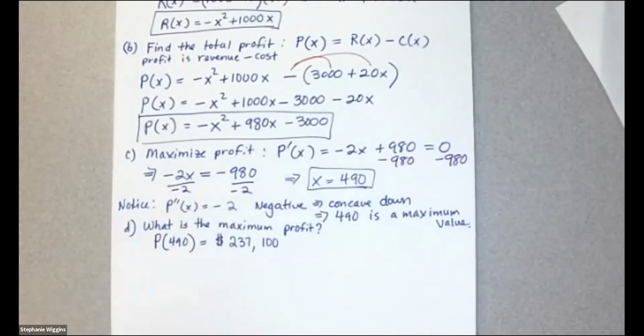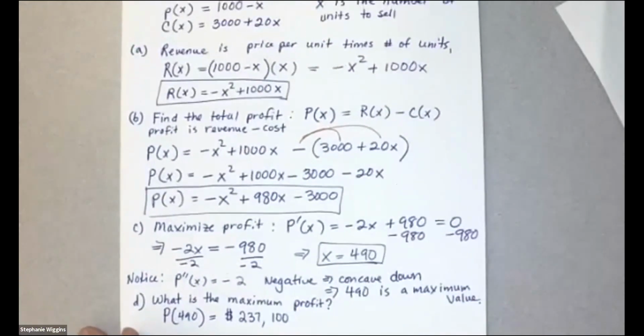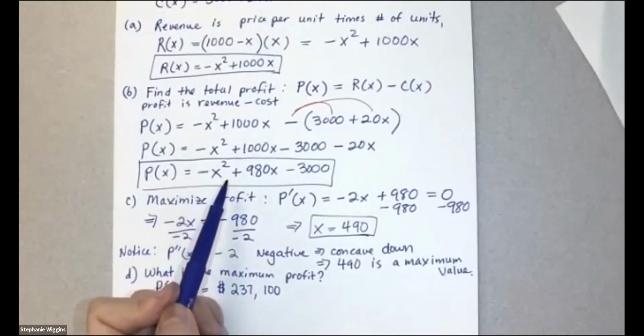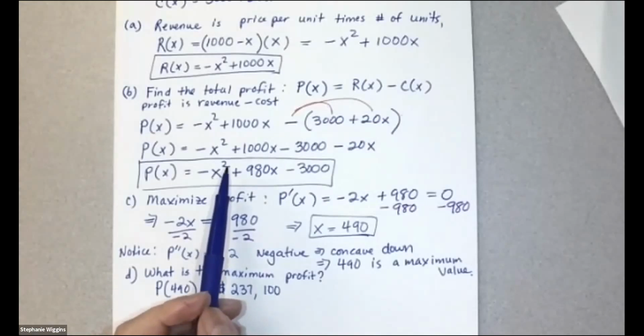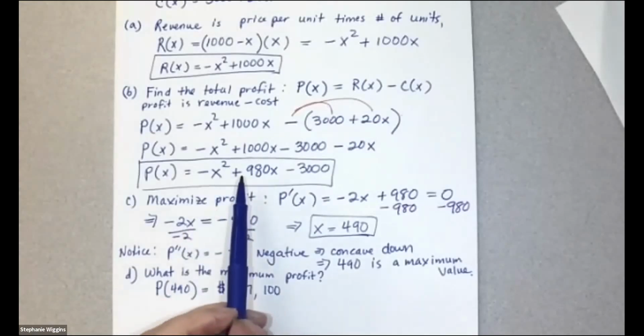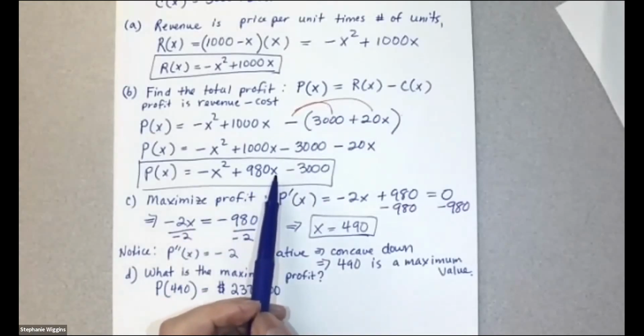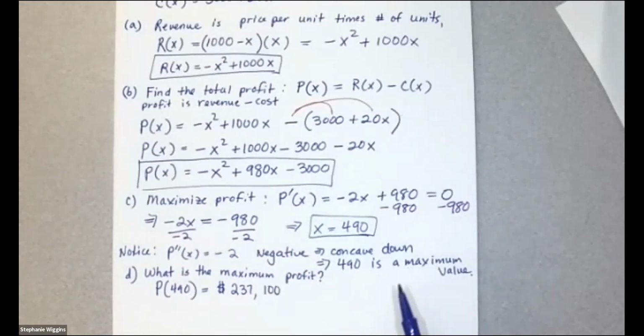I'll let you plug that in. You're just taking this 490 and you're going to the original profit function right here. So you're going to take negative, and then you're going to take 490 squared and take the negative of that, add 980 times 490, and then you're going to subtract 3000. And this is what you get, 237,100.